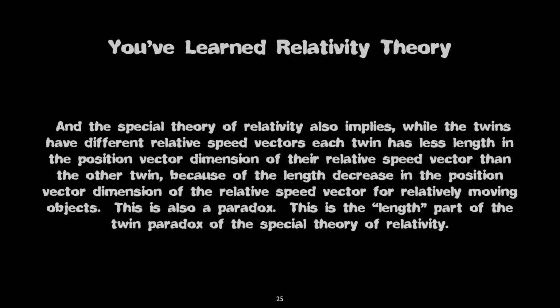And the special theory of relativity also implies, while the twins have different relative speed vectors, each twin has less length in the position vector dimension of their relative speed vector than the other twin, because of the length decrease in the position vector dimension of the relative speed vector for relatively moving objects. This is also a paradox. This is the length part of the twin paradox of the special theory of relativity.